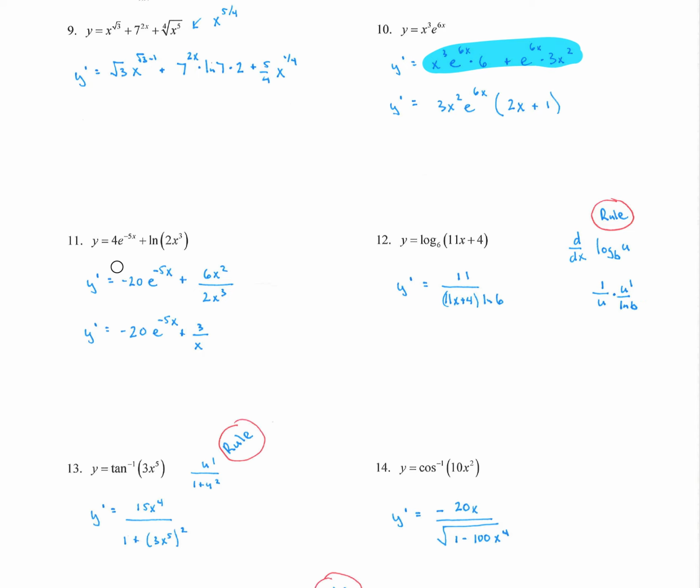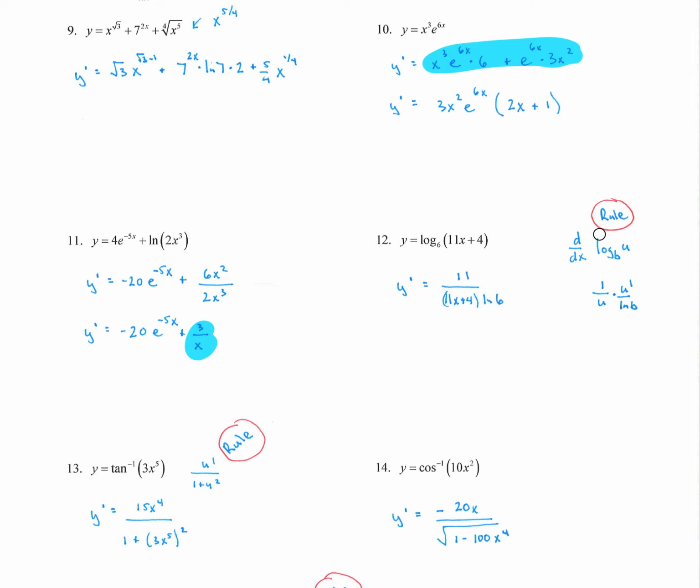11. So we have a negative exponential, which is fine, right? The derivative of e to the u is just e to the u times u prime. So you're just going to get a -20 when you take a derivative, because you're going to get a -5 and then a 4. And then the derivative of the natural log is 1 over u times u prime. And it does turn out that that thing simplifies to that.